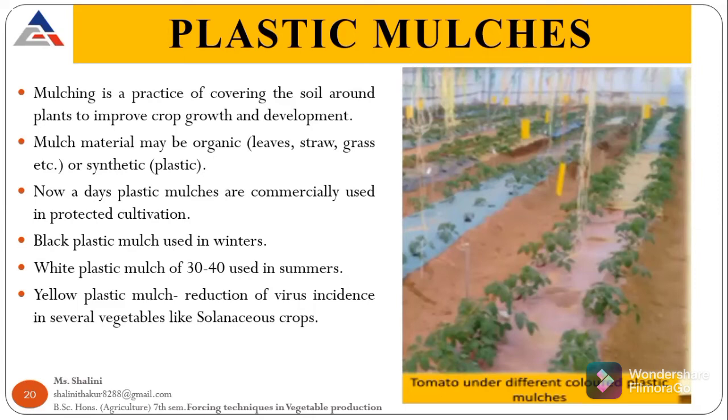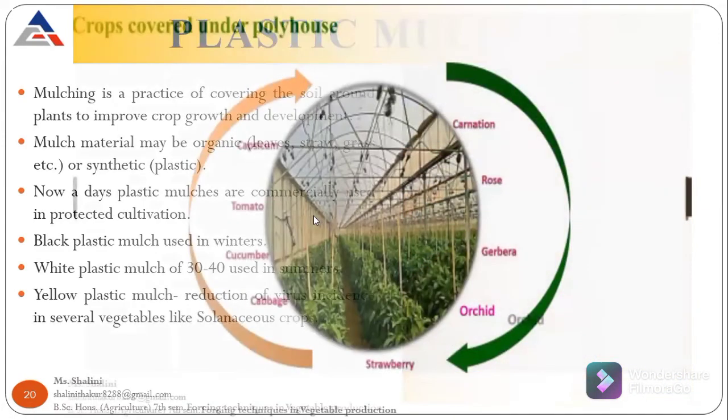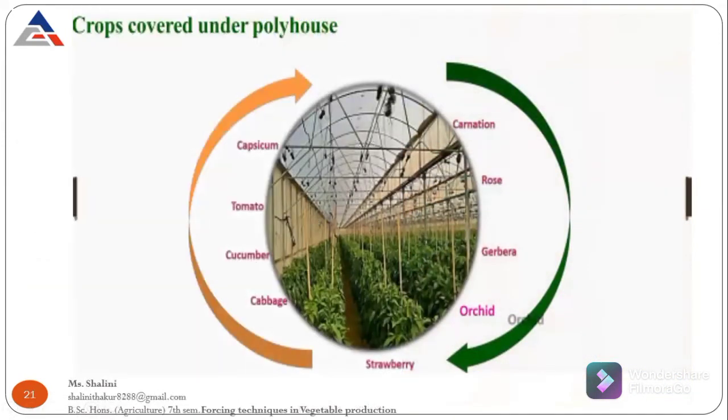And mostly these mulches are black plastic mulch, meaning the sheet is black in color. Then white plastic mulch means the sheet is white in color, and yellow plastic mulch. This mulch is used for reducing viruses in several vegetable crops like solanaceous crops, meaning tomato and brinjal. So this is all about the different types of polyhouses.